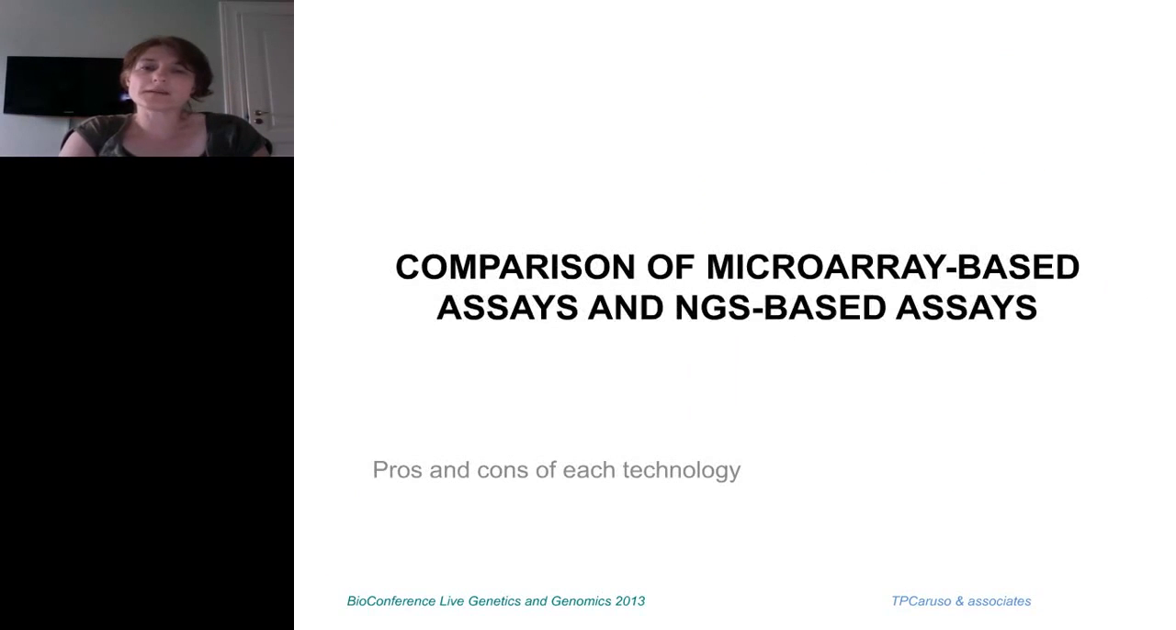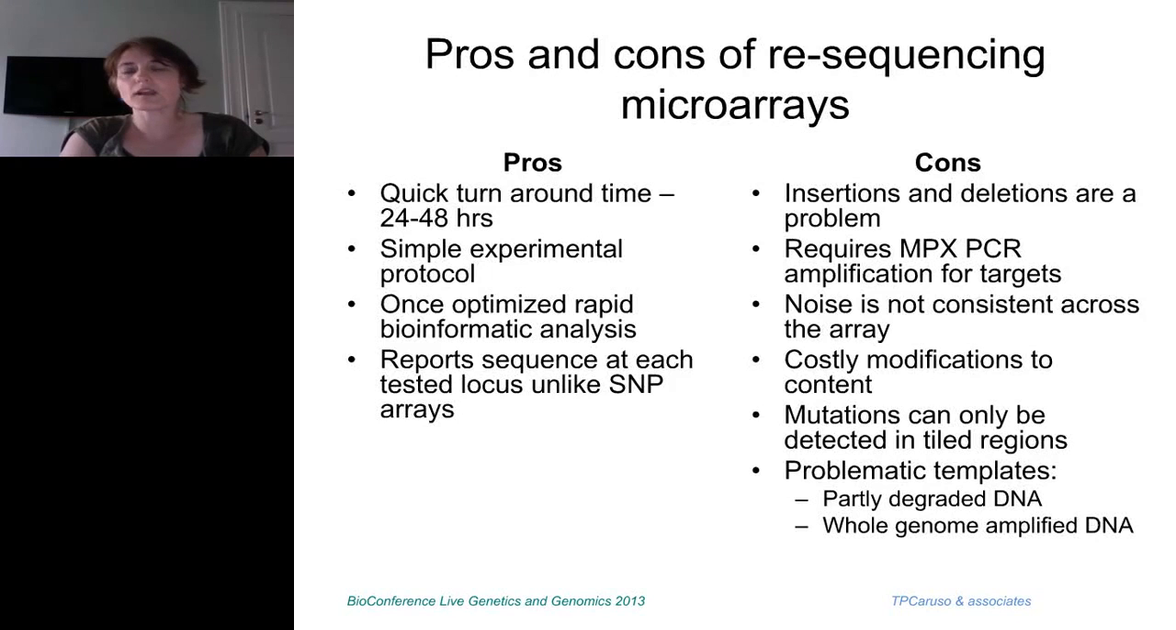Now, I'll talk about the pros and cons of each of the technologies. So microarrays, what is good about microarrays? That you can get a quick turnaround time, and this is just your lab time. 24 to 48 hours, depending on your workflow, how long you want to work during the day, how many shifts you have in the lab. And after that, you obviously have to analyze it, and that will add up a day or a couple days, depending on how you want to process that.